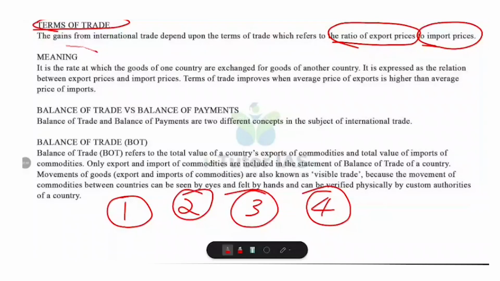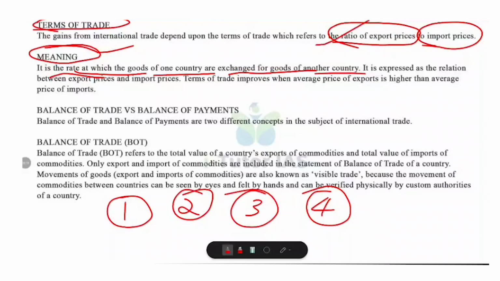Now what is meant by terms of trade? Let's look at the meaning of TOT. This TOT is the rate at which the goods of one country are exchanged for goods of another country. So what is meant by TOT? It is the rate at which goods of one country are exchanged for goods of another country. It is expressed as the ratio between export prices and import prices, as we have already told.